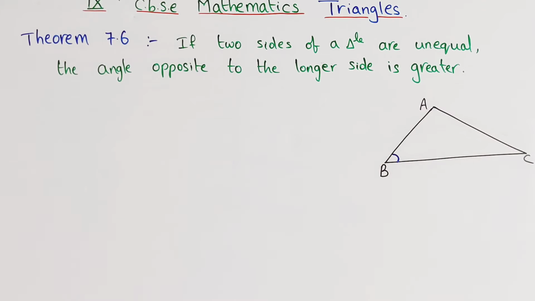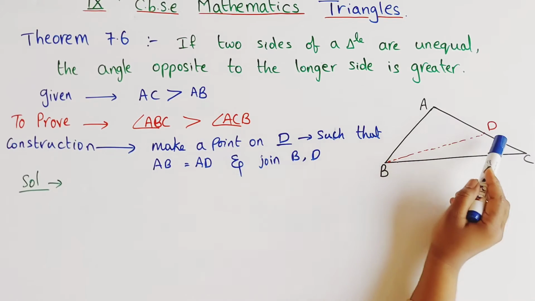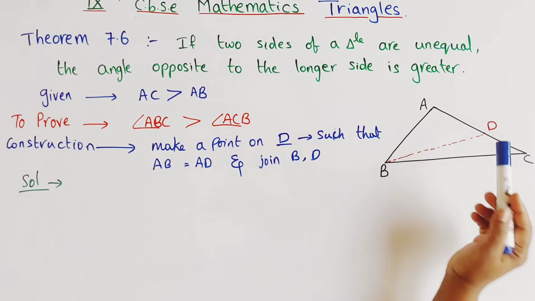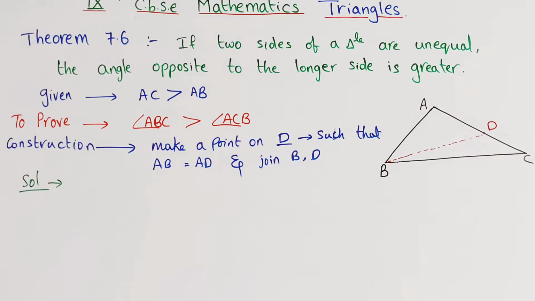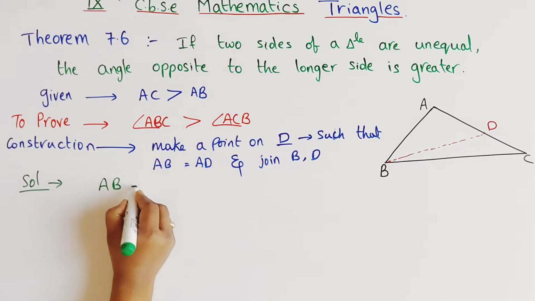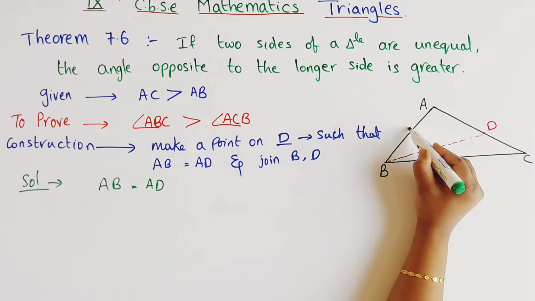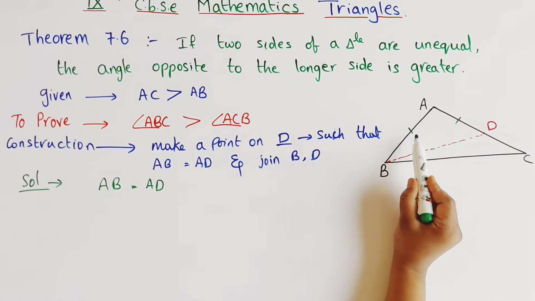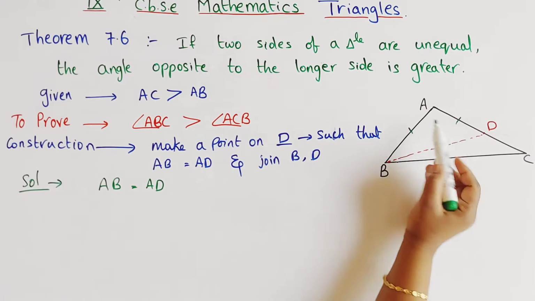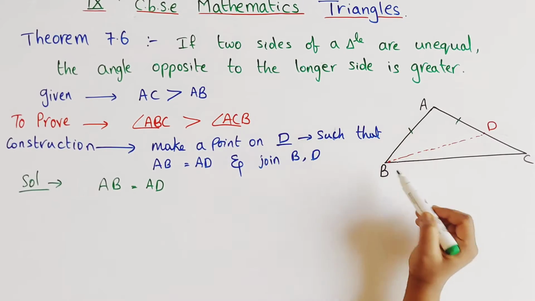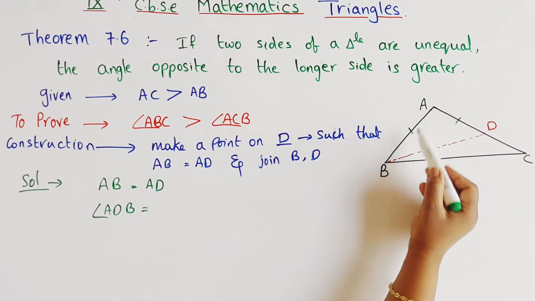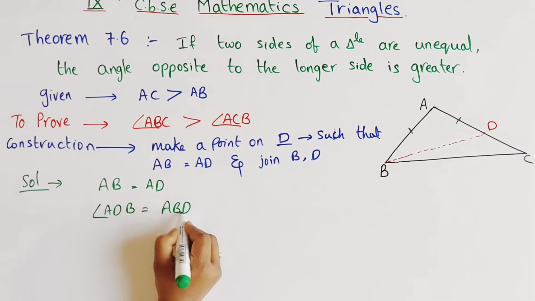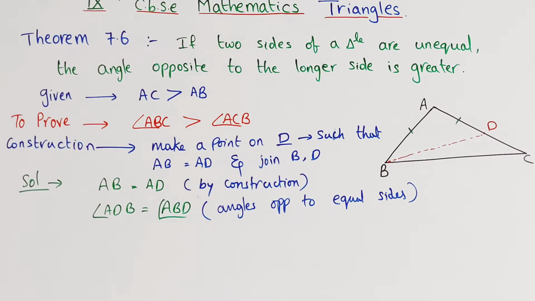We need to prove that if you compare these two angles, angle ABC is greater than angle ACB. For that we need to take a point D on AC, children, and join B and D so that AB equals AD. Right, children? So here we took AB equal to AD, this one and this one. So can I write the opposite angles are equal? AB's opposite angle ADB is equal to AD's opposite angle ABD. Correct, children? Because angles opposite to equal sides are equal.